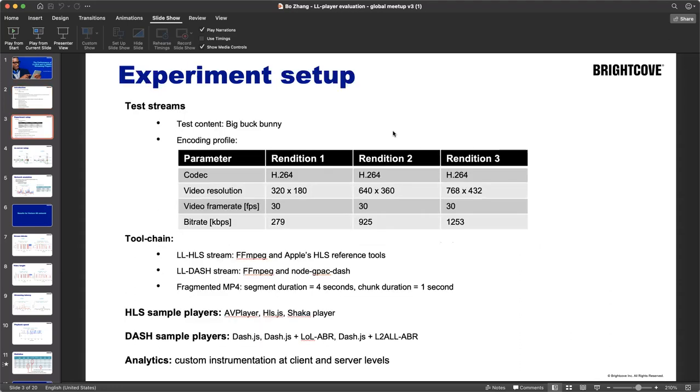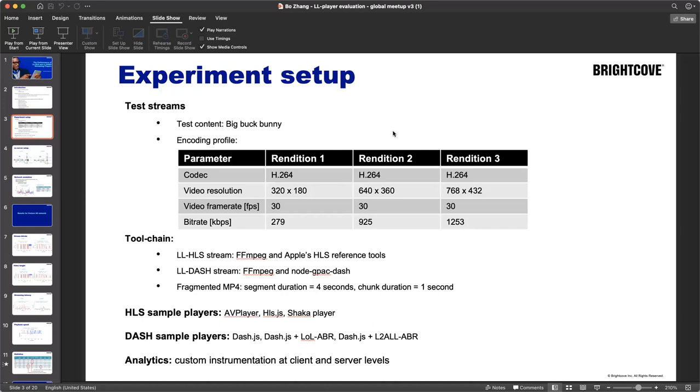And this is how we set up our experiment. We have two test streams, created by looping the video file called Big Buck Bunny repeatedly over a 10 minute session, and we encode Big Buck Bunny into 3 renditions. The lowest bitrate rendition has a video resolution of 320 by 180 and a bitrate of 279 kbps. And the highest bitrate rendition has a video resolution of 768 by 432 and a bitrate of 1253 kbps.